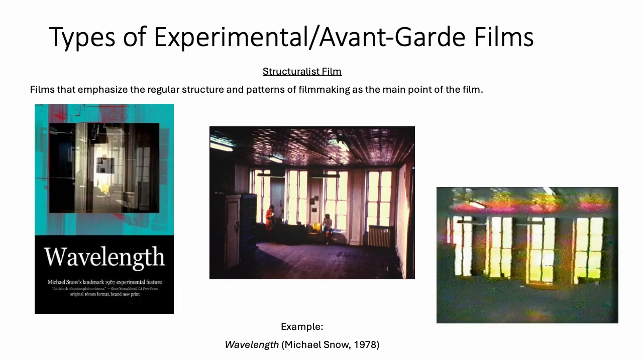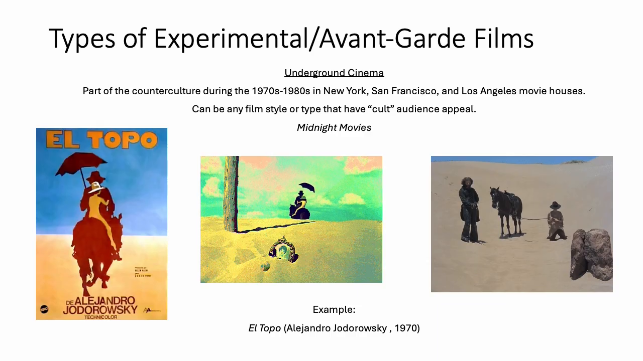Underground cinema was part of the counterculture movement during the 1970s and 80s, where these films were shown in small movie houses in places like New York, San Francisco, and Los Angeles. These films can be of any style or any type that have a cult audience appeal. They're also known as midnight movies. An example of this is the film El Topo by Alejandro Jodorowsky in 1970.